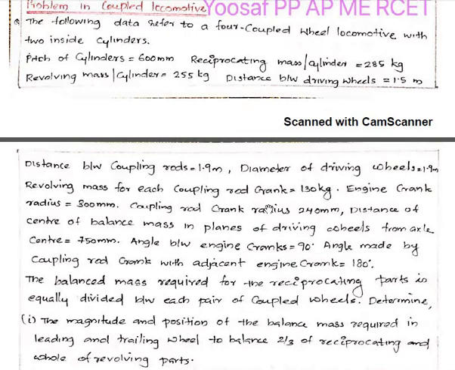Revolving mass for each coupling rod crank is 130 kg. Engine crank radius is 300 mm. Coupling rod crank radius is 240 mm. Distance of center of balance mass in the plane of driving wheel from the axle center is 750 mm. Angle between the engine cranks is 90 degrees. Angle made by the coupling rod crank with adjacent engine crank is 180 degrees, or diametrically opposite. The balanced mass required for the reciprocating parts is equally divided between each pair of coupled wheels.